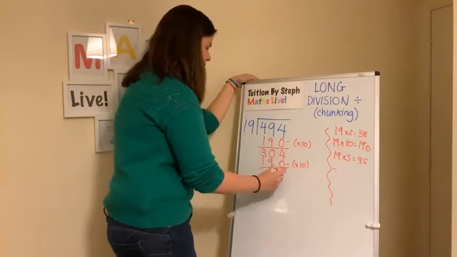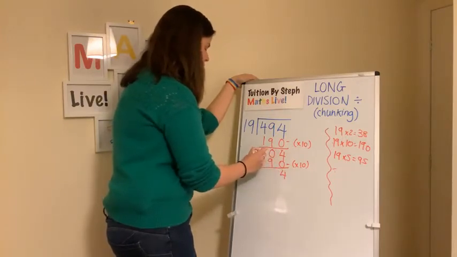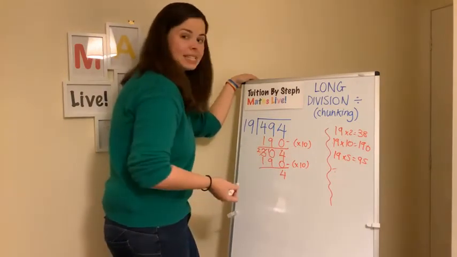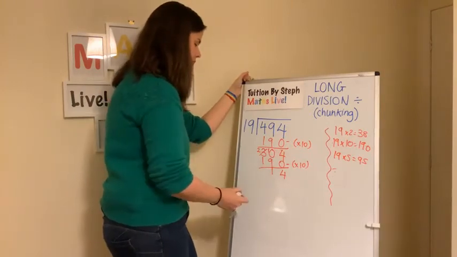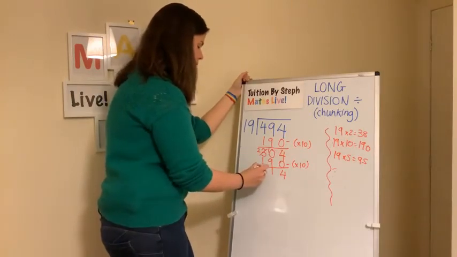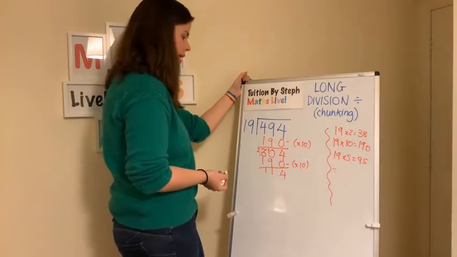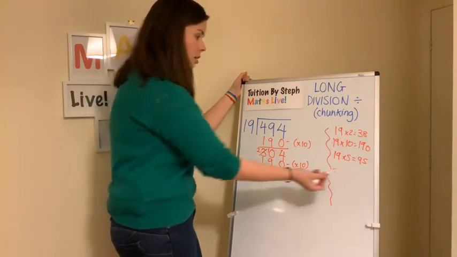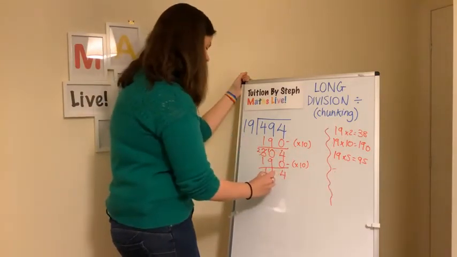4 take away 0 is 4. You can't do this. So 10 take away 9 is 1. 2 take away 1 is what? 114. Right. 95. Let's take away 95.